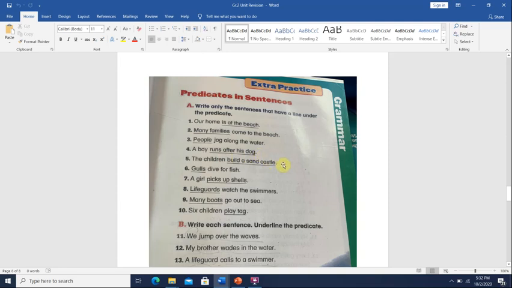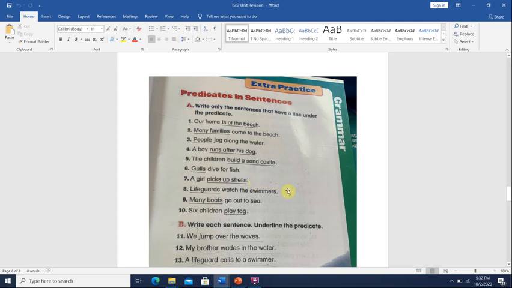The children build a sandcastle. Did it underline the predicate? Yes. Number 6, gulls dive for fish. Is that the predicate? No, that's the subject. We will not write number 6. Number 7, a girl picks up shells. Picks up shells. Yes, that is the predicate.